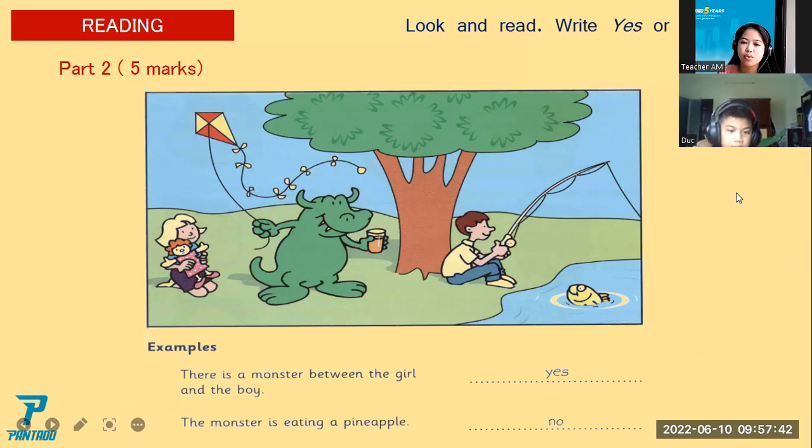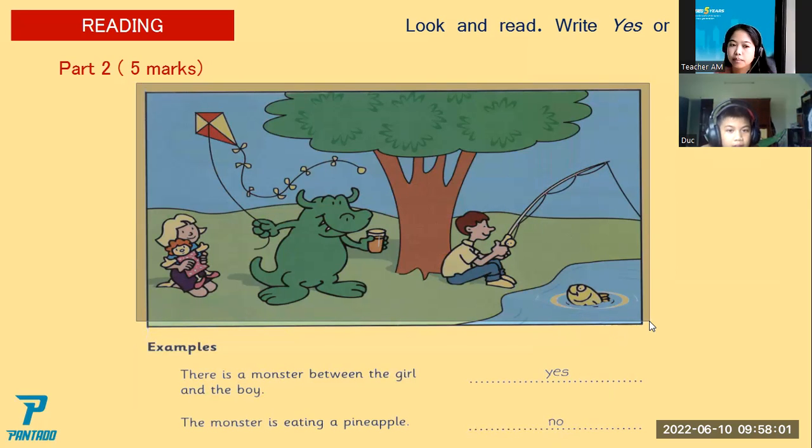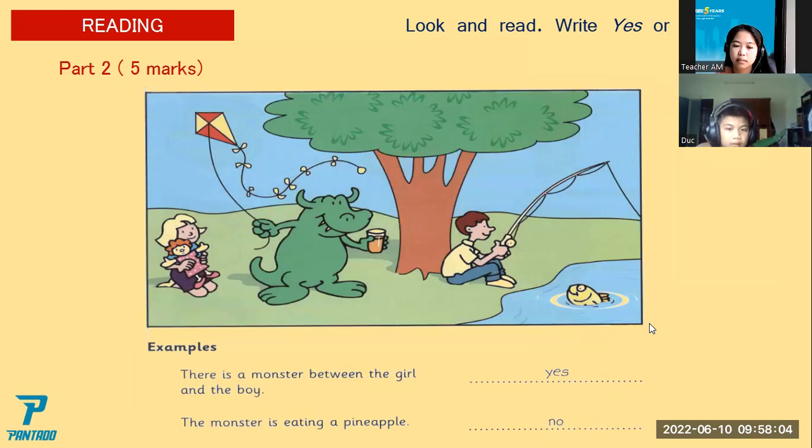I want you to look at the picture and you read the sentences. Then you write yes if the answer is correct. Then you write no if it is not correct. Okay, so we can kindly look at the picture. What can you see in the picture, Duke? A carrot, monster, boy, fish. Very good. What's the boy doing? He is fishing. Very good. How about the monster? What's the monster doing? It's playing the kite and the ring.